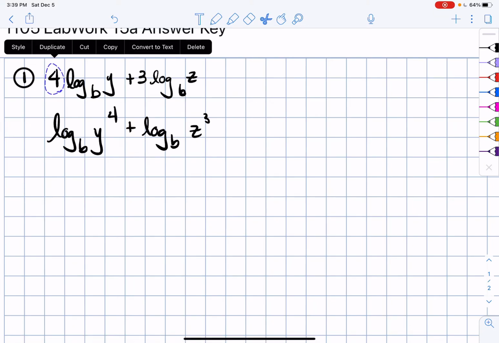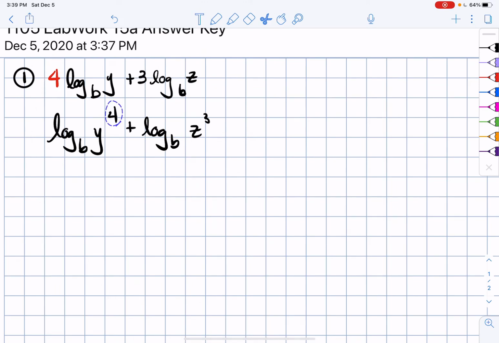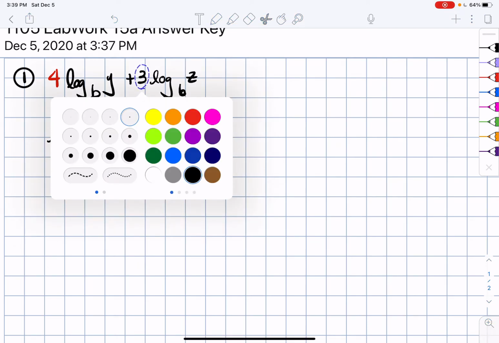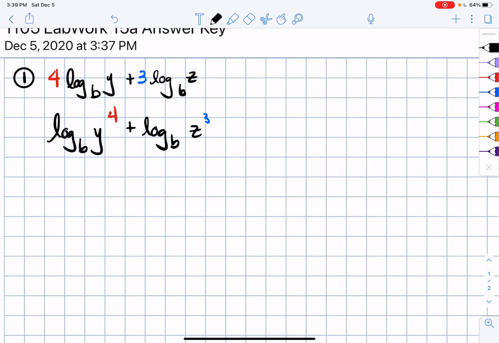So what we did was took this coefficient and changed it to the power, and then we took this coefficient and made it the power. Okay, so that's what the power rule says, right? Now we have the product rule, which means that because these are adding, I can combine them and multiply them. So I got y to the 4th times z to the 3rd. And that would be my answer, which is choice A.